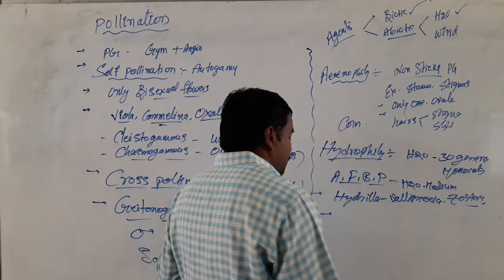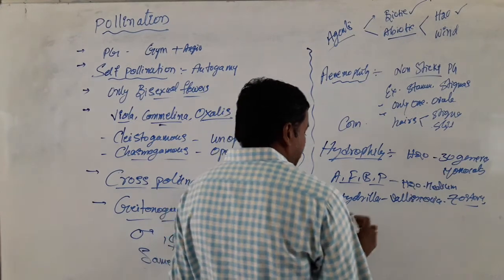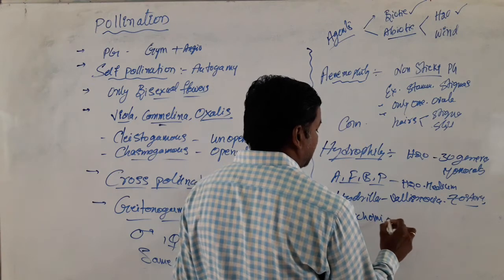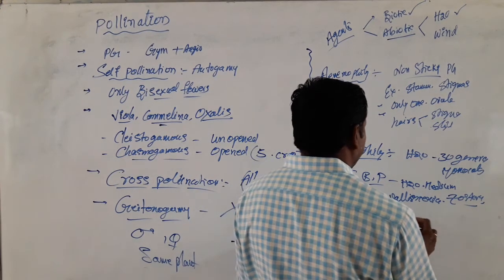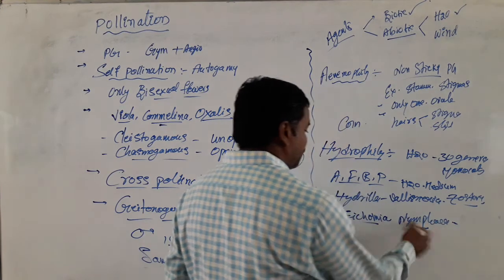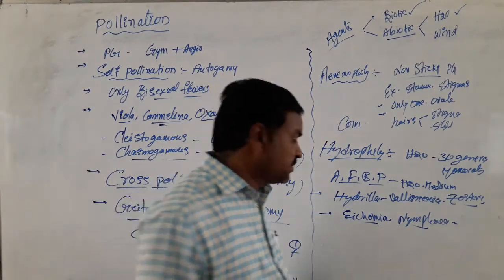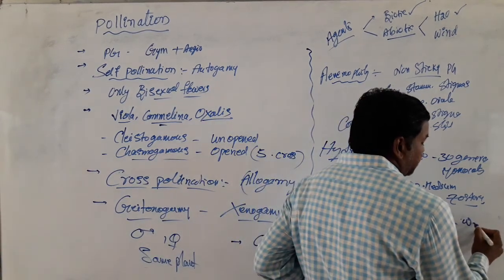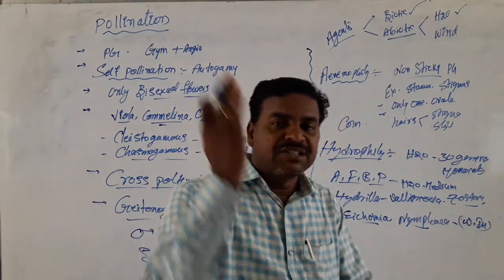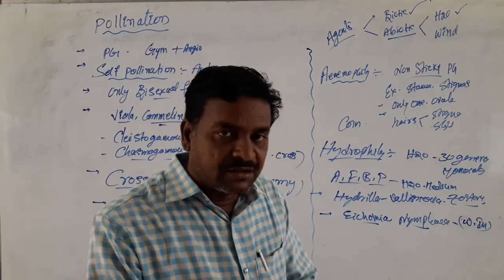Students, not all hydrophytes use water for their cross pollination. For example, water hyacinth, Eichhornia, and water lily, Nymphaea. Actually, these are present in water, but they do not use water for their cross pollination. They use either wind or insects, because their flowers emerge above the water surface and are pollinated either by wind, anemophily, or by insects, entomophily.